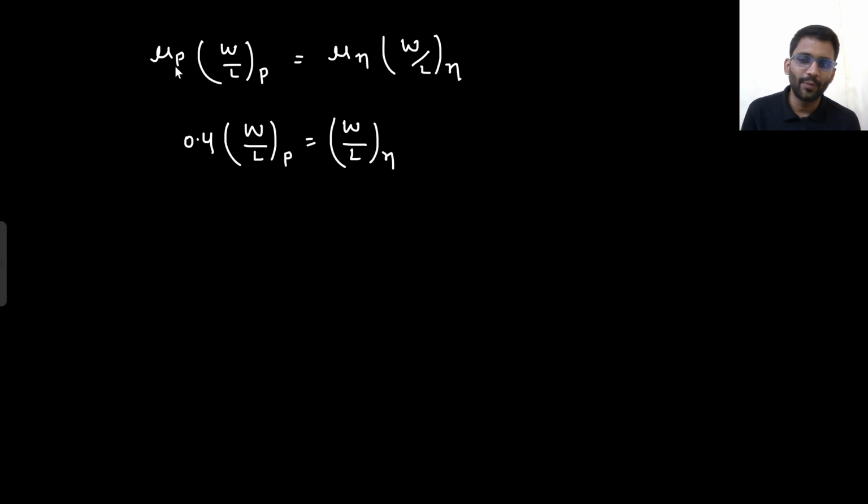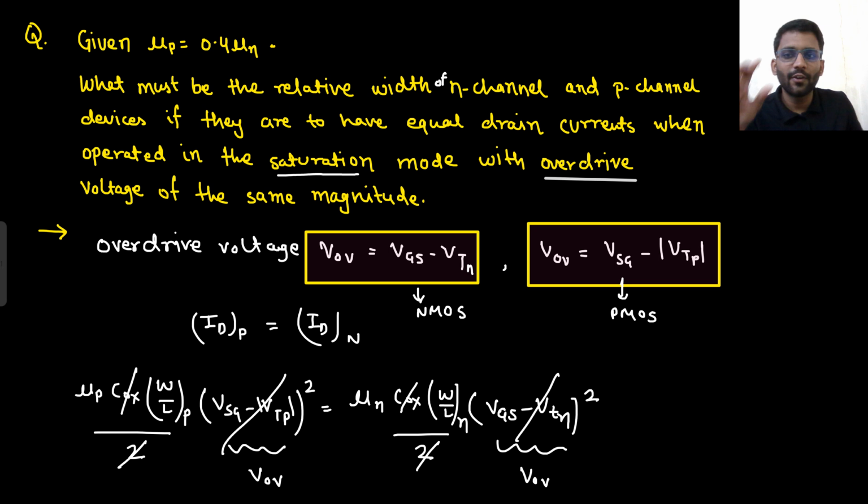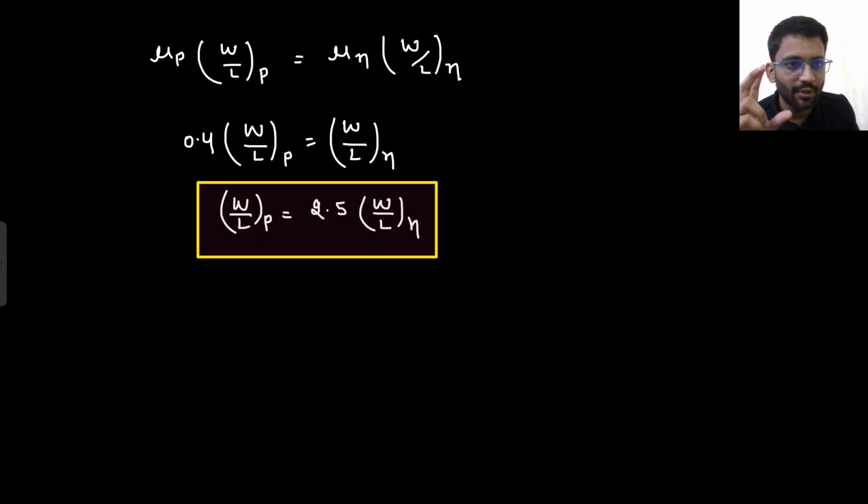What did I do? In case of mu P, I put 0.4 mu N. So mu N and mu N got cancelled and only 0.4 is left here. So the relation is that W by L of P should be 1 by 0.4, which is 2.5, so 2.5 times W by L of N. If the mobility of holes is 0.4 times the mobility of electrons, then to have the same current, the width of PMOS should be 2.5 times the width of NMOS.